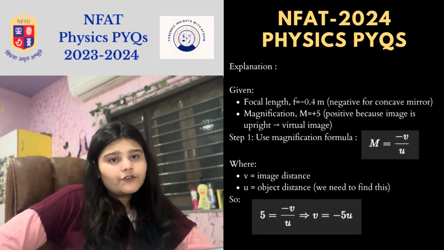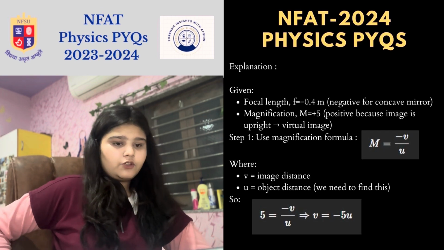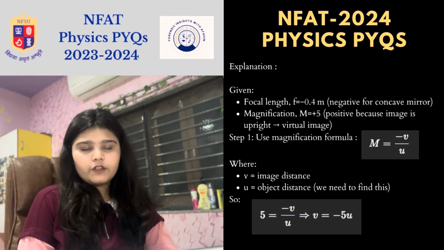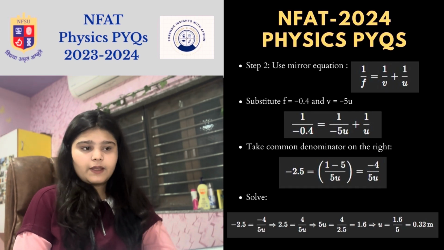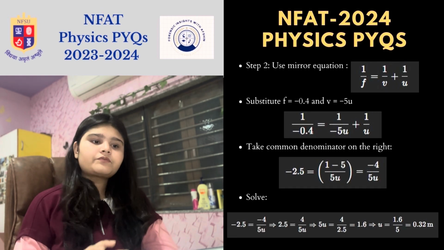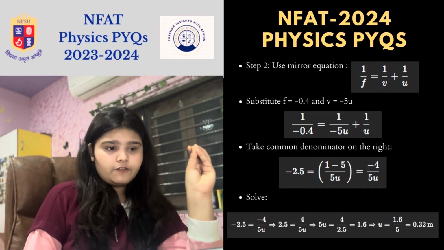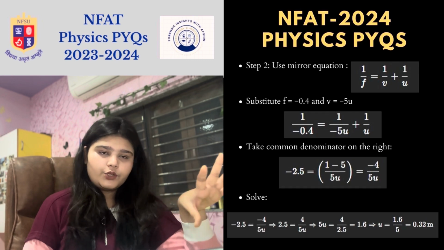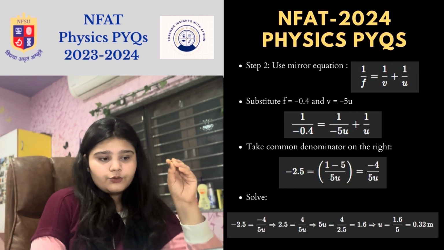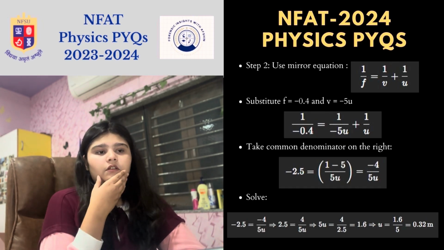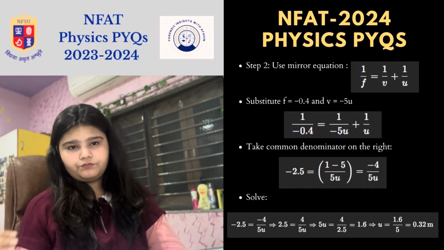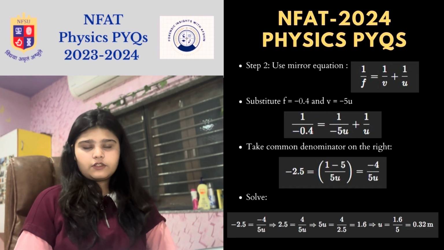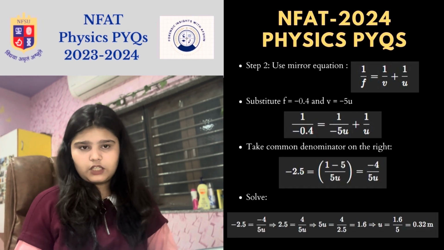So we know that magnification formula is minus v by u. So we'll keep the values in this equation and we'll get v as minus 5u. Then you will use the mirror equation, that is 1 by f equals 1 by v plus 1 by u. Then we will substitute our values, which is f and v. We will solve the whole equation, and in the last we'll get 0.32 meter as our answer, like the distance. So like I have given the stepwise solution as you can see on the screen. So yeah, you can see and solve it by yourselves first and then see the solution, I would suggest.